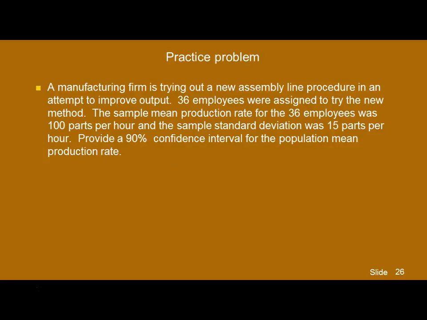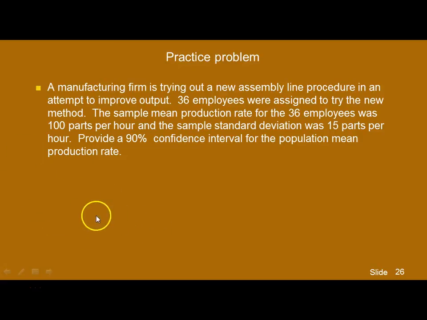Let's do a problem. A manufacturing firm is trying out a new assembly line procedure in an attempt to improve output. 36 employees were assigned to try the new method. Assume the sample mean production rate for the 36 employees was 100 parts per hour, and the sample standard deviation was 15 parts per hour. Provide a 90% confidence interval for the population mean production rate.